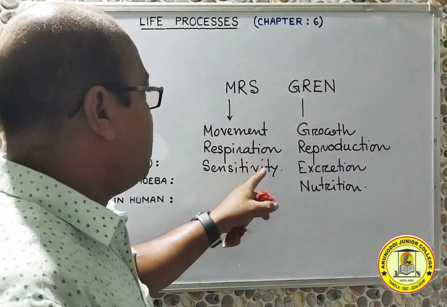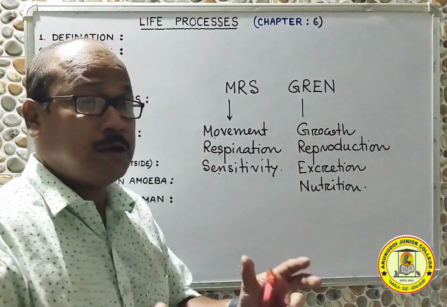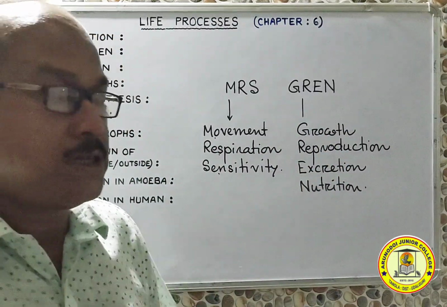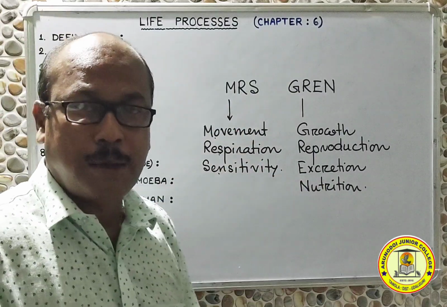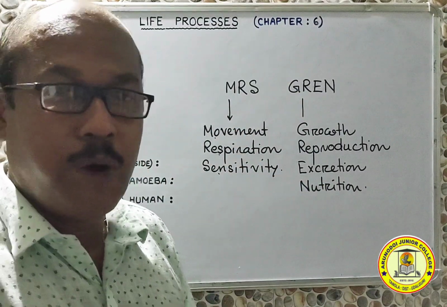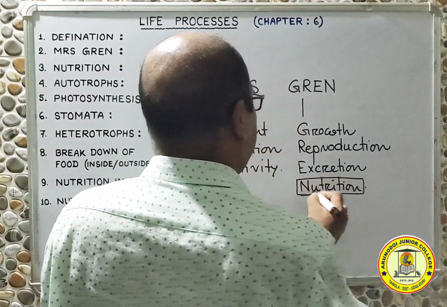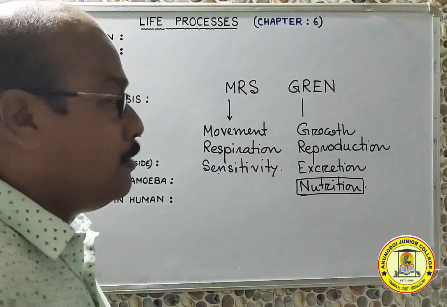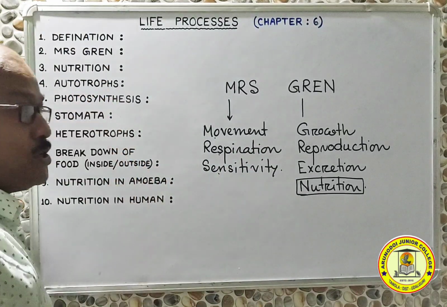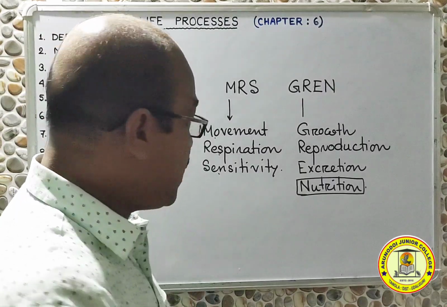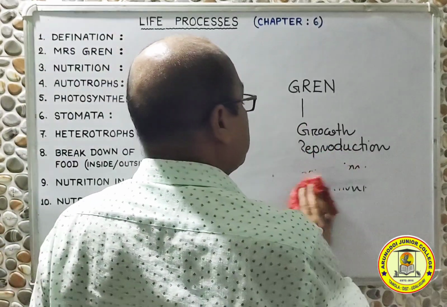So these are the seven: 1, 2, 3, 4, 5, 6, 7 are the most important life processes. And in this entire lesson, we will discuss all those seven life processes one by one. But the last one here is nutrition, and we are going to start the lesson as per your syllabus with nutrition. So let us start the first life process as per your syllabus, and that is nutrition.